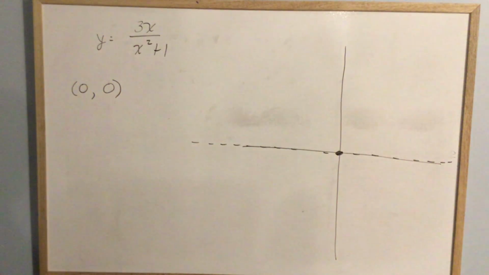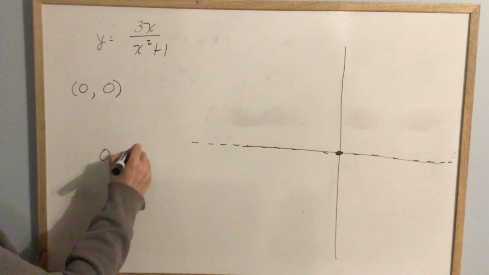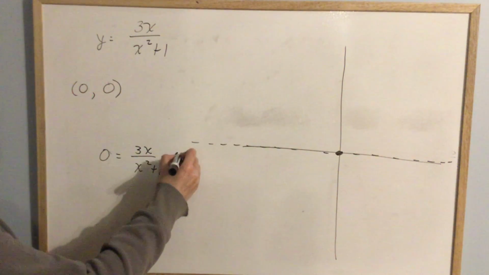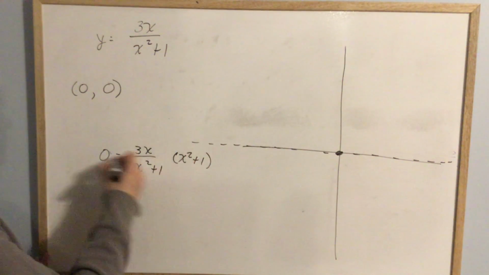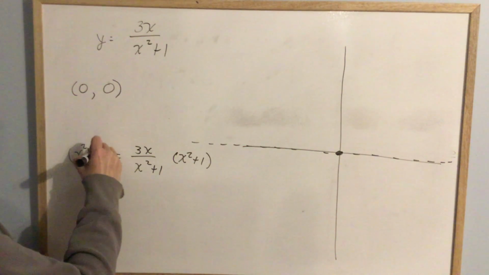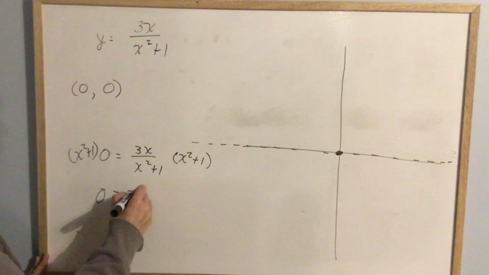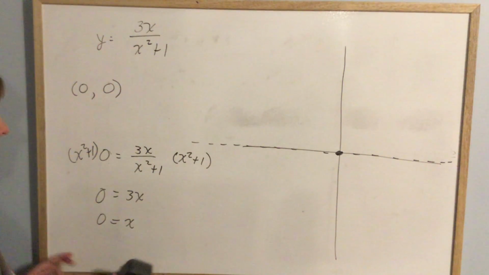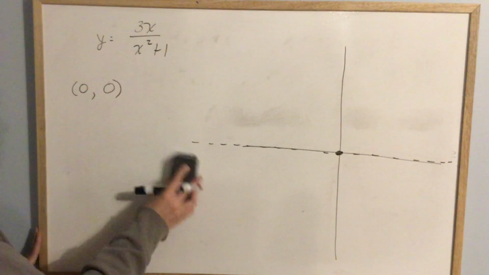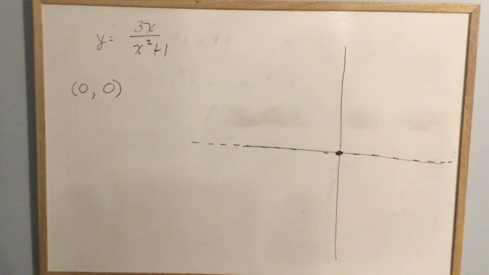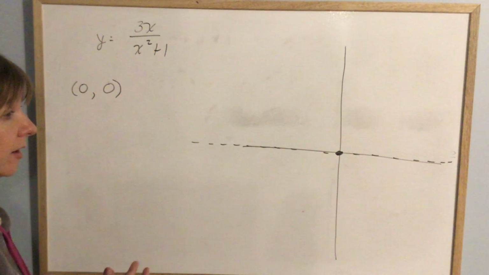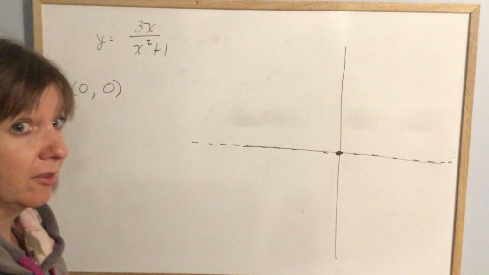And if I make my y 0, I would have 3x over x squared plus 1, multiply this side by x squared plus 1, multiply this side by x squared plus 1, I'd have 0 is 3x. X would still be 0. So the only place it crosses any axis is at 0 and 0. For this one, I can't do a table of values in terms of a vertical asymptote.